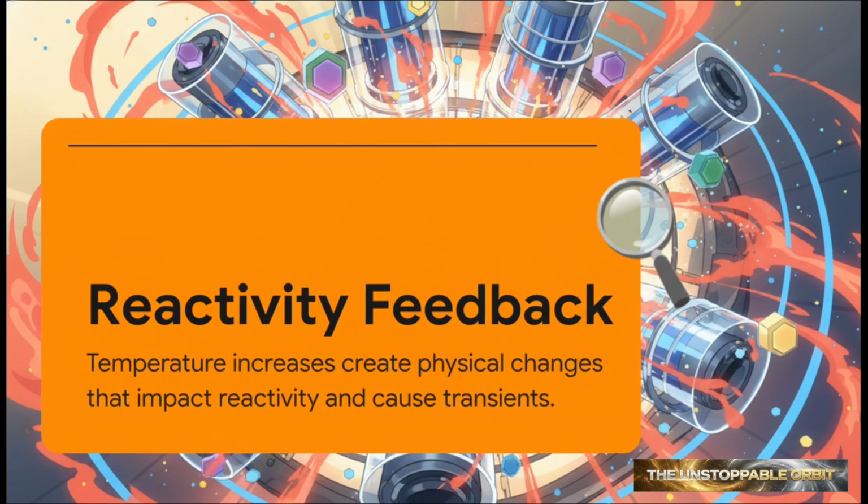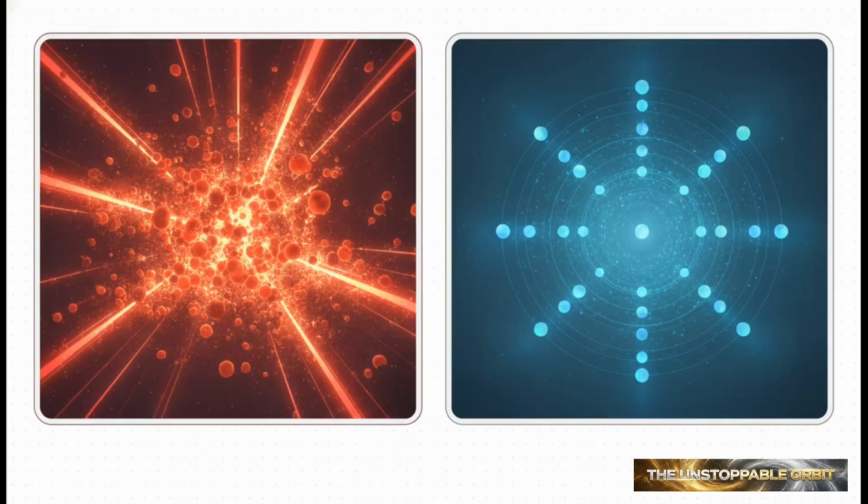Physicists call this a transient, just a temporary shift in power. So it's this constant, dynamic dance between heat and nuclear physics. Now, the really crucial thing to grasp is the direction of this feedback. In reactor physics, we measure neutron multiplication with the letter K. Think of K like the gas pedal in your car. If K is exactly 1, you're cruising at a steady, perfectly stable speed.